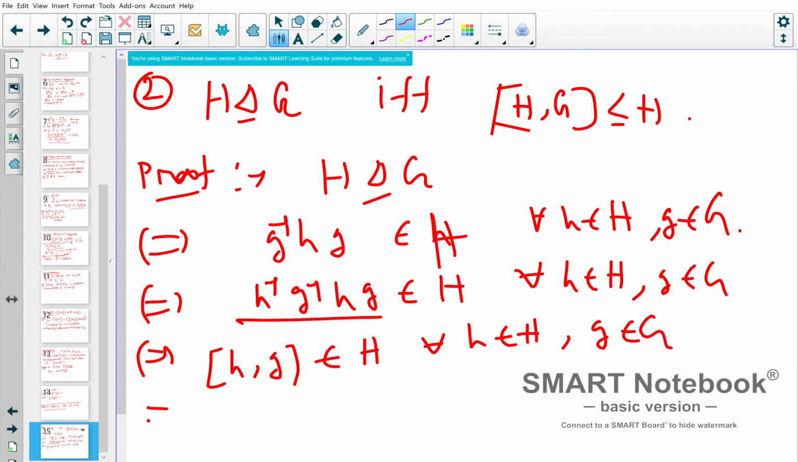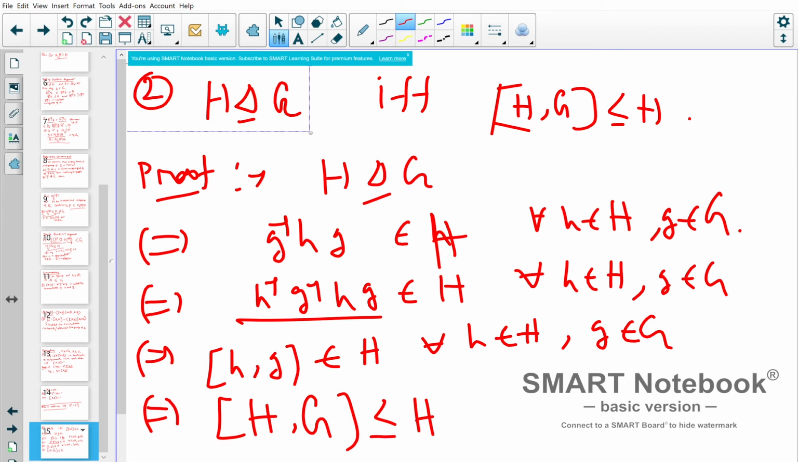So what does that mean? It means that the subgroup generated by H and G is inside H. So this is an if and only if statement, and I am proving both sides together. Clear? So this is one important observation.